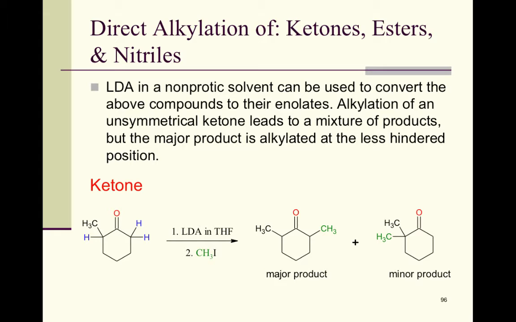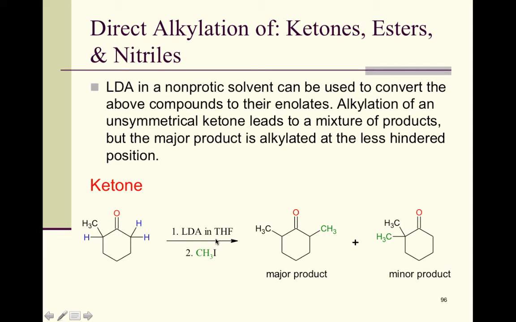Direct alkylation of ketones, esters, and nitriles. LDA in a non-protic solvent can be used to convert the above compounds to their enolates. Alkylation of an unsymmetric ketone leads to a mixture of products, but the major product is alkylated at the less hindered position. Here we have a ketone, and to the left of it on the alpha position, I have an R group, a CH3 group. So this alpha position only has 1 acidic hydrogen, and looking at this ketone to the right of it, it has 2 acidic hydrogens in the alpha position.